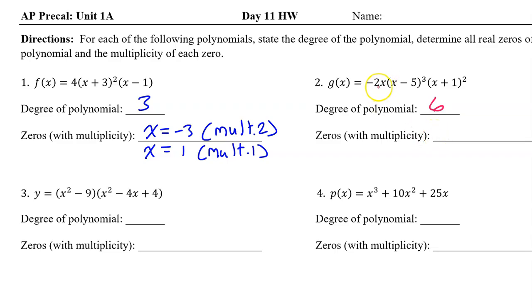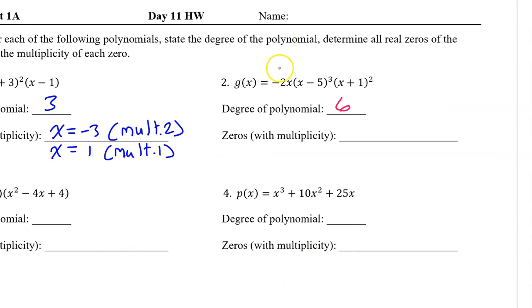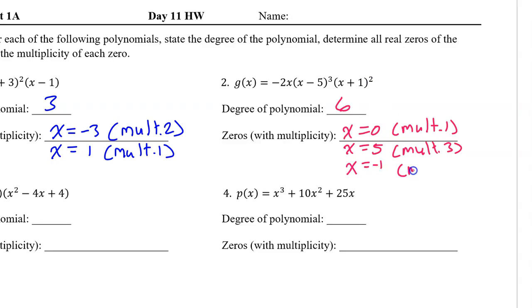I'm going to get a 0 of 0 from the first factor out in the front, from this monomial. So I have x equals 0, and that has a multiplicity of 1. And then I have x equals 5 from this factor. Maybe I'll just keep lining them up. I have space. x equals 5 has a multiplicity of 3. And then x equals negative 1 with a multiplicity of 2.